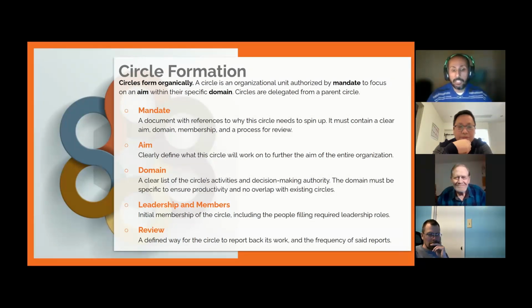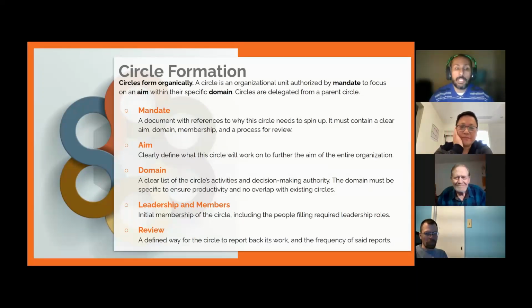The aim clearly defines what the circle will work on to further the aim of the entire organization. The domain is a clear list of circle activities and decision-making authority, the sphere of influence they have in making decisions. It is specific to ensure productivity does not overlap with other existing circles. Leadership and members: the initial membership of the circle, including the people filling required leadership roles. And then the review process, a defined way for a circle to report back its work and the frequency of said reports.